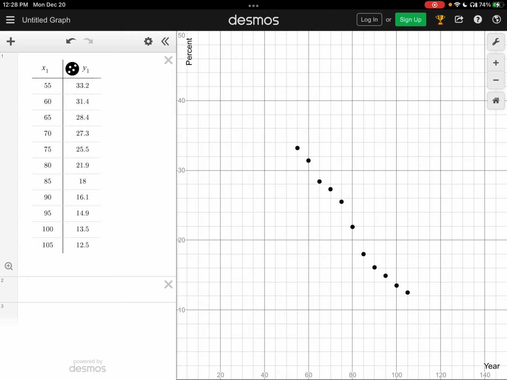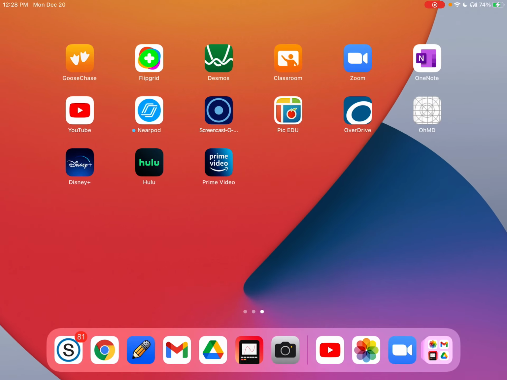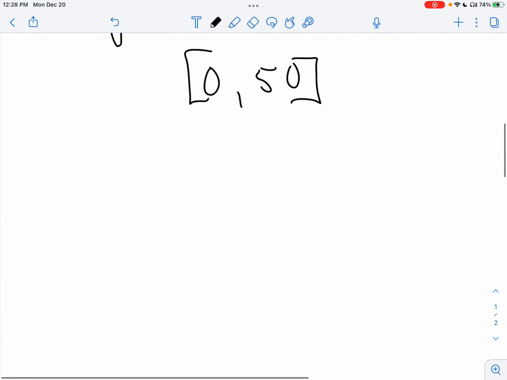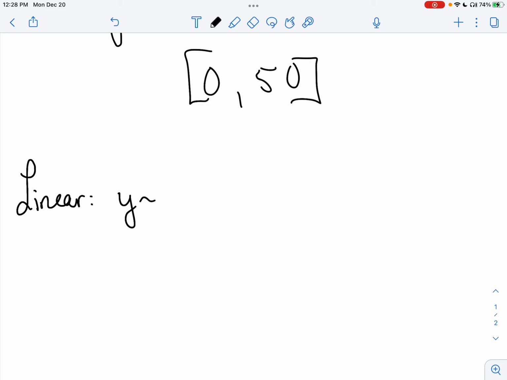Now what I'm going to do is ignore the directions that are written here, but I'm going to come up with different models. I'm going to come up with a linear model. That's y equals mx plus b. And I'm actually going to use the approximate side.